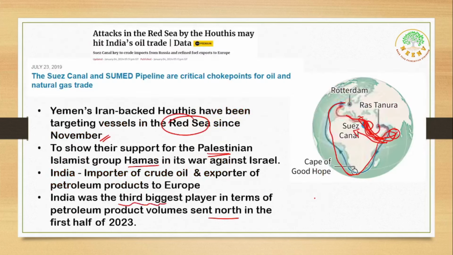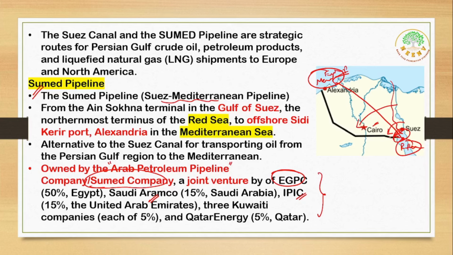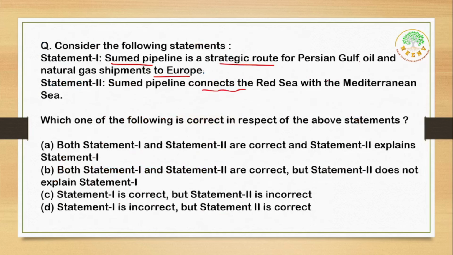So now let's go back to the question. The Suez pipeline is a strategic route for the Persian Gulf oil and natural gas shipments to Europe. We just discussed as how the Suez pipeline can act as an alternative to the Suez Canal connecting the Persian Gulf and the European regions. So option 1 is correct. Statement 2. The Suez pipeline connects the Red Sea with the Mediterranean Sea.